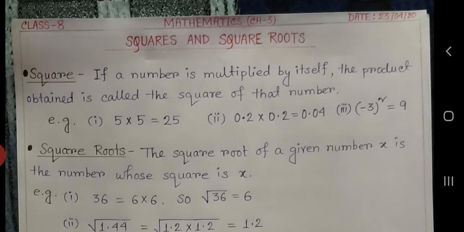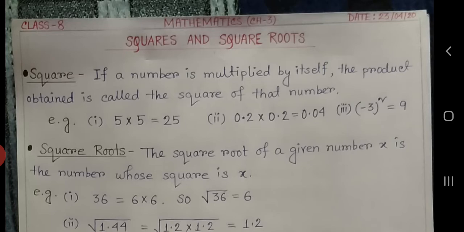Coming to the third example, minus 3 square. Minus 3 square means minus 3 into minus 3. That means minus 3 is multiplied by itself, and the result is 9. Here 9 is the square of minus 3. So I hope the concept square is clear to you.